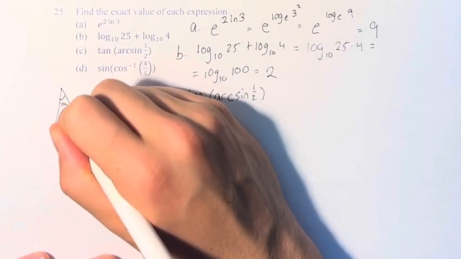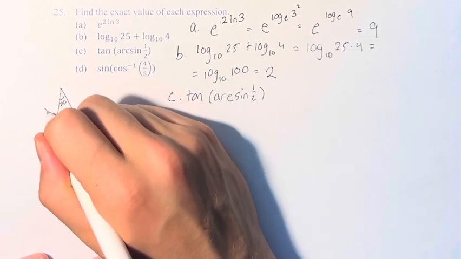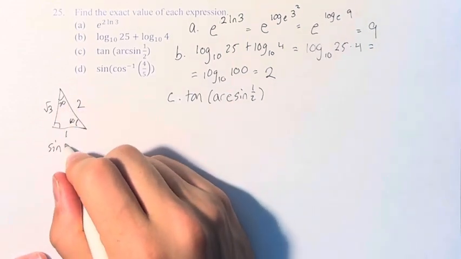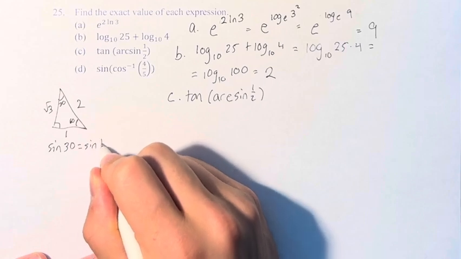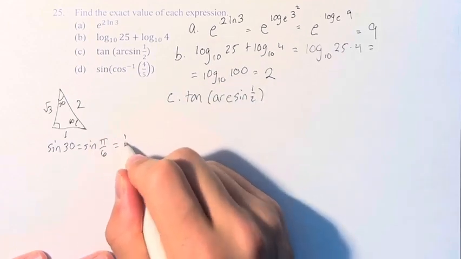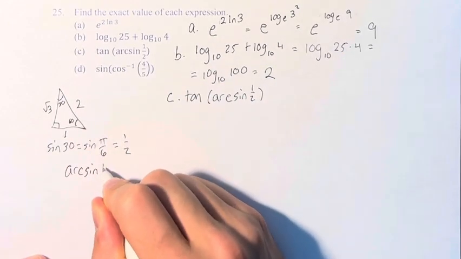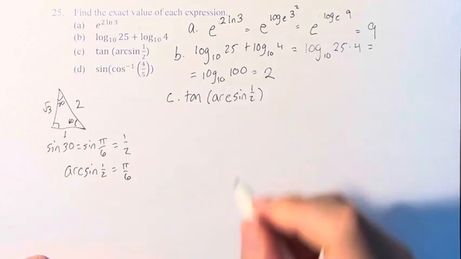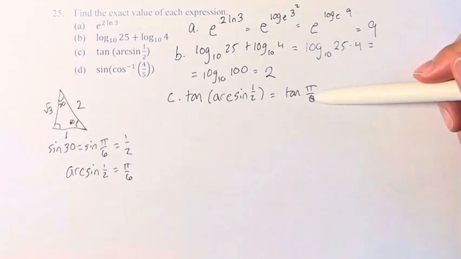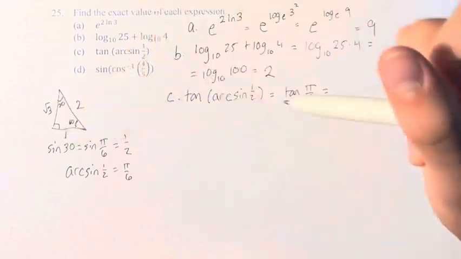If we have a 30, 60, 90 triangle, the side lengths are proportionally 1, root 3, and 2, and the sine of 30, right, which is pi over 6 radians, is equal to the opposite side over the hypotenuse, 1 over 2. So if sine of pi over 6 is 1/2, arcsine of 1/2 is pi over 6. So this is tangent of pi over 6. So now this is asking us what is the tangent of this angle, which is the opposite side over the adjacent, 1 over root 3.